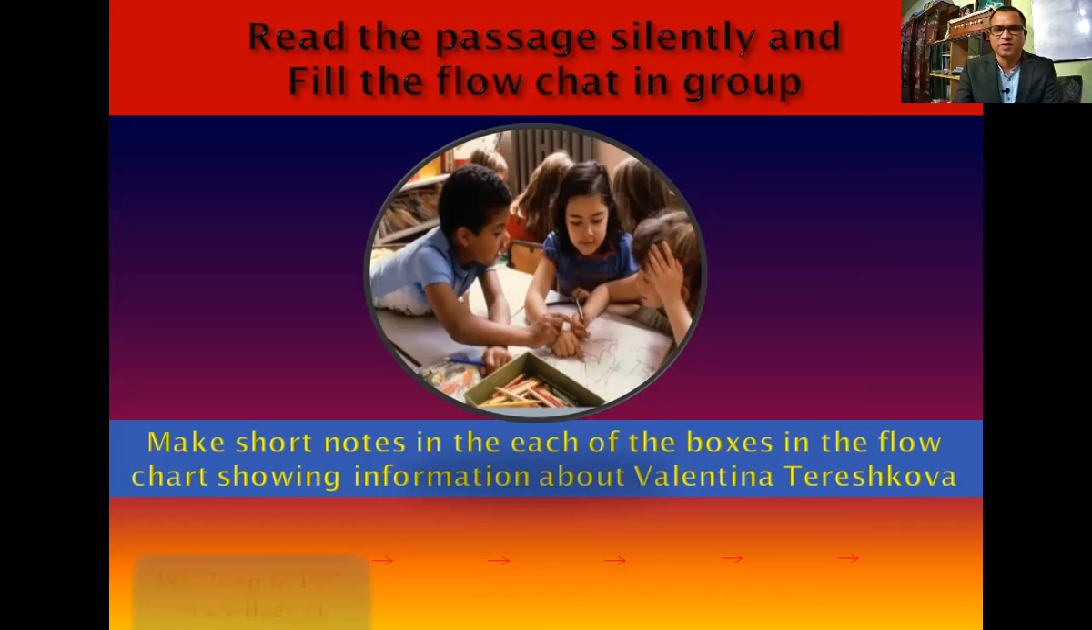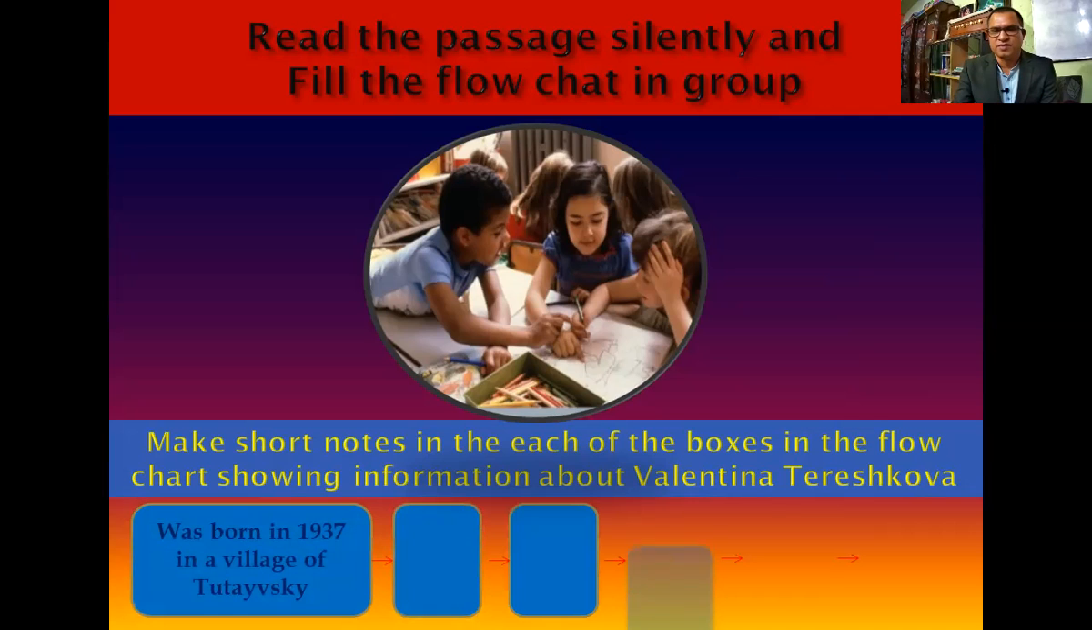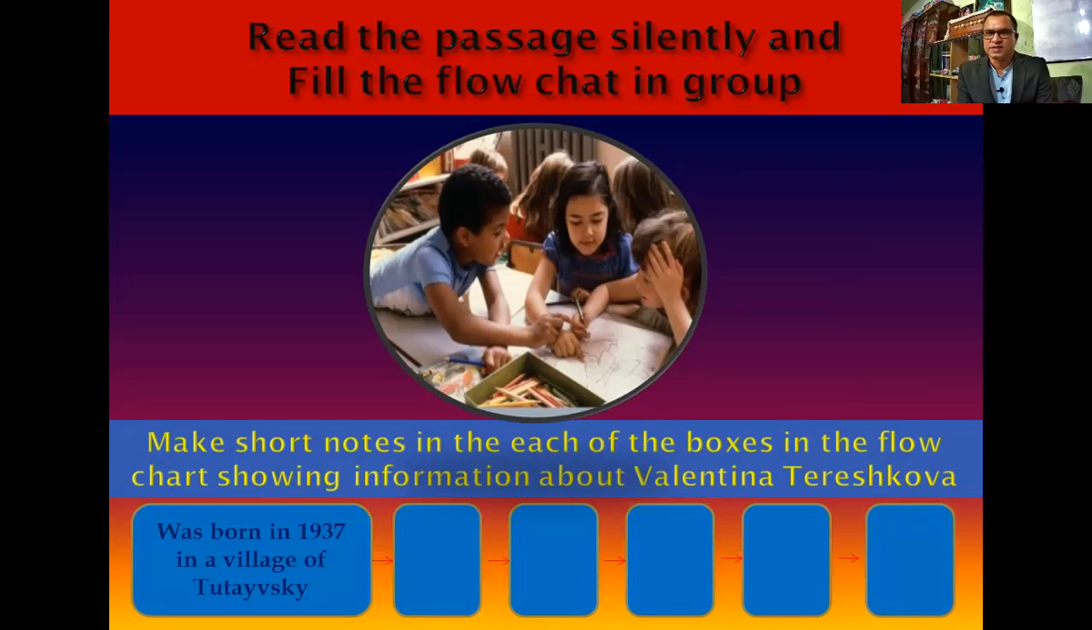about Valentina Tereshkova. Box 1 is completed for you, and now you will get as many as 5 boxes, and in these boxes you will have to write down the information based on the life, career and works of Valentina Tereshkova. The first one is done for you: was born in 1937 in a village of Turovsky. The first point, this is a point.